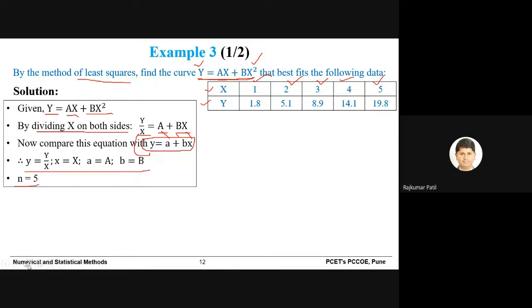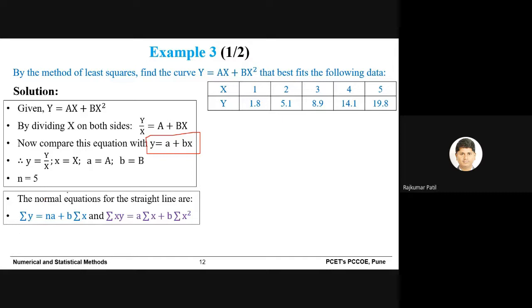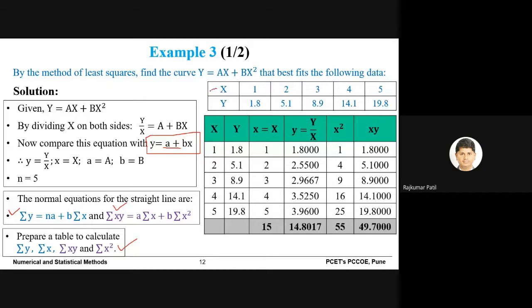So now you have the simplified equation Y is equal to A plus BX. Now there are two unknowns, so again the steps remain the same. The first normal equation is summation Y is equal to n a plus b summation X, and the second normal equation is summation XY is equal to a summation X plus b summation X square. Now prepare a table to calculate those unknowns. Here we need to prepare the table very carefully. So you can see the first column will consist of the values of capital X: 1, 2, 3, 4, and 5.